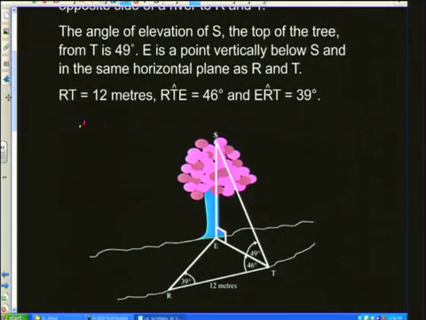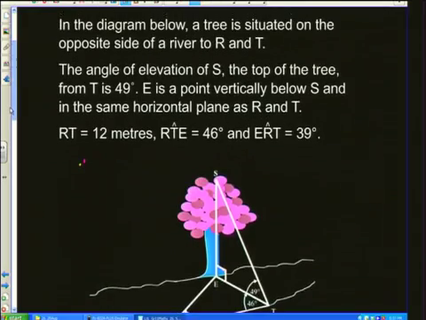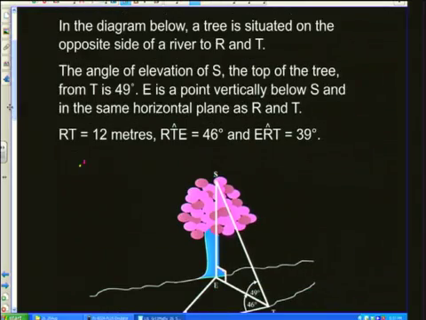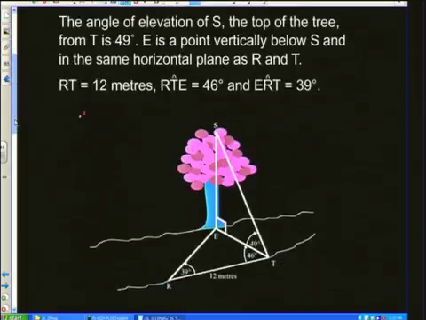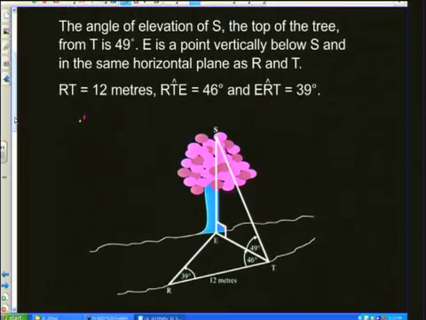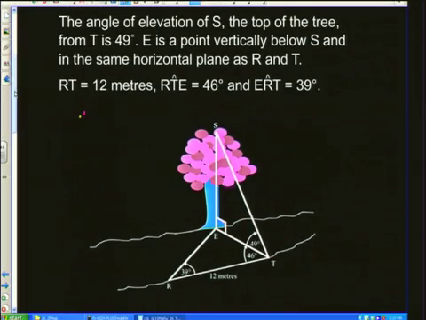Okay, the angle of elevation, let's just see here. In the diagram below, a tree is situated on the opposite side of a river, R and T. So here's RT on the bank of the river, and the tree's on the opposite side. Lovely tree, I like it. The angle of elevation of S, the top of the tree from T, is 49 degrees, and E is a point vertically below S, and in the same horizontal plane as R and T. RT is 12 meters, RT is 46, and ERT is 39.